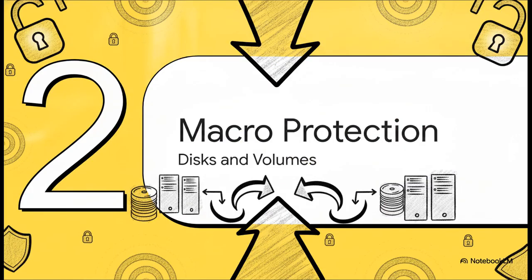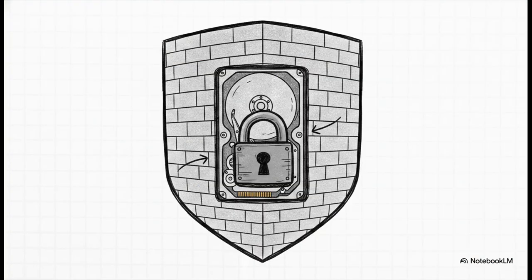Moving right along to Section 2, macro protection, focusing on disks and volumes. Let's start our spatial narrative by zooming in from the very top. This is the largest scope at which we can transform data into a secure format. Imagine a giant, impenetrable fortress wall wrapping around your entire digital life. That is full disk encryption.